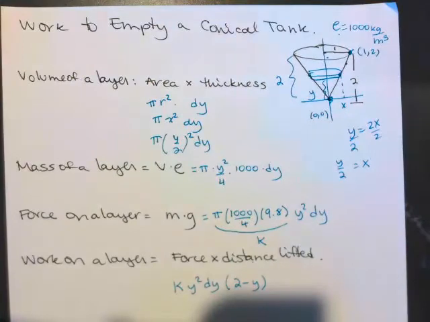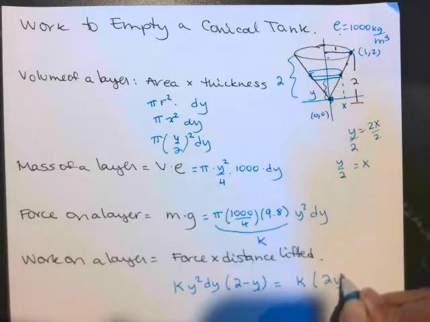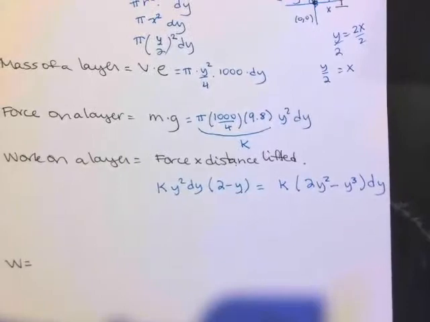So let's put it in the order it's supposed to be. We'll have that k out front, and then I'll take the y squared through the parentheses, so times 2y squared minus y cubed dy. You can check my algebra on that. And now we're going to add all of those up.